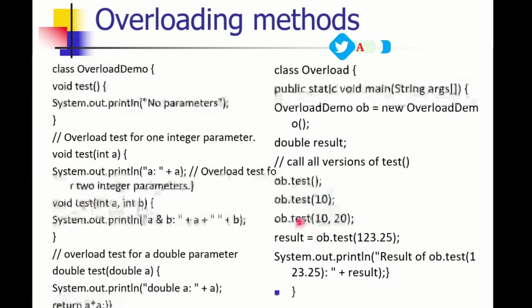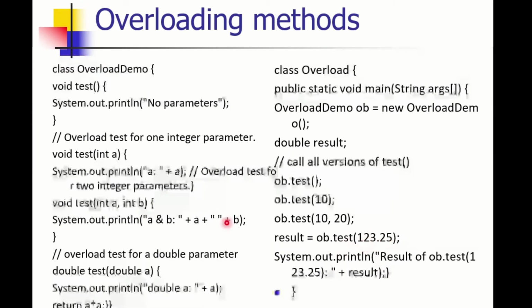Here the test method with two integer parameters will match this one, so that's why this method will be called; no other method will be called, even though the names are the same. Next, we have another call of the test method with a double parameter, that is a decimal number.